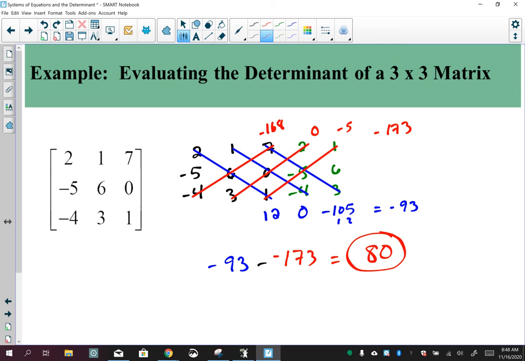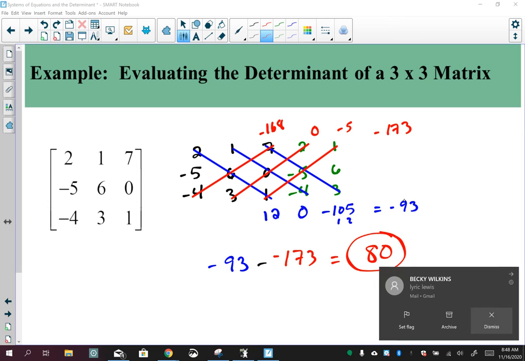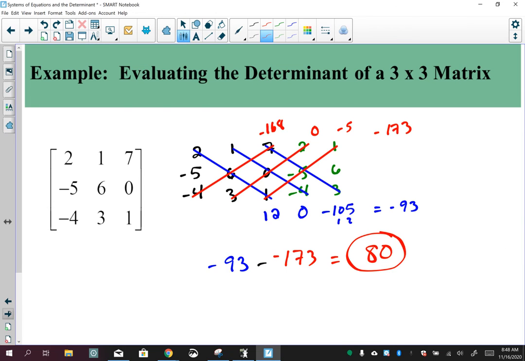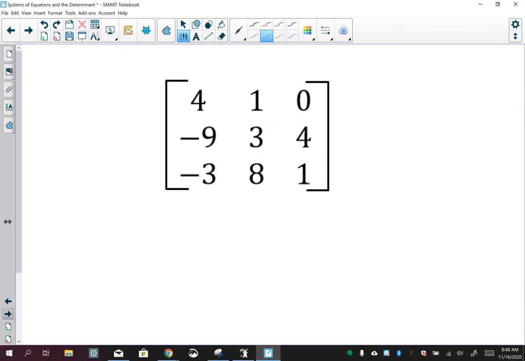So again, rewrite your columns. From the top to the bottom is going to be your positive. From the bottom to the top is going to be your negative, and then you're going to subtract your 2 answers. Okay? So take a moment, try this one, because I know it's a little difficult, but go ahead and try this one. And go ahead and hit the pause button now.